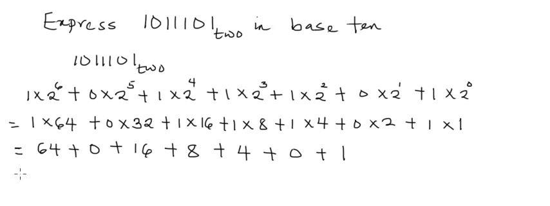So we add all of this together, and our answer comes up: 64 plus 0, 64. 64 plus 16, 80. 80 plus 8, 88. 88 plus 4, 92. 92 plus 0, 92. 92 plus 1, 93. So we have 93 base 10.